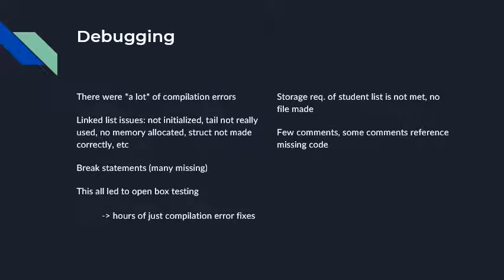So for debugging, there were a lot of compilation errors. We had to fix a bug, recompile, and keep doing that until we were able to compile it. Linked list issues were a big problem. The linked list wasn't initialized. Tail isn't really used at all. There was no memory allocated for any of the pointers, and the struct wasn't made correctly. Break statements were missing, like I said before, and all of that led to a lot of open box testing. We weren't really able to do closed box testing at all.